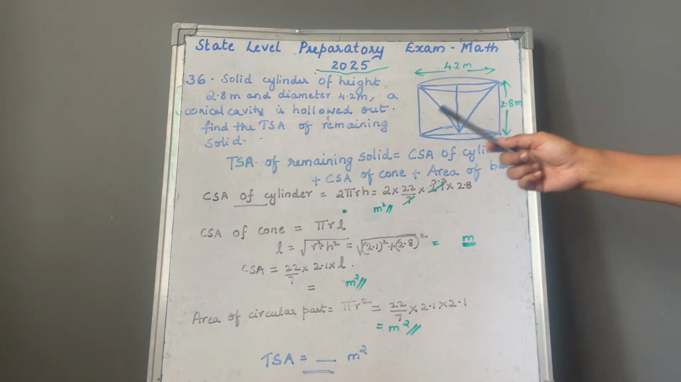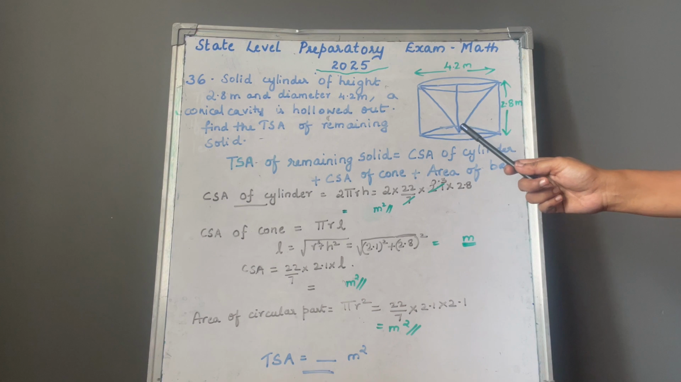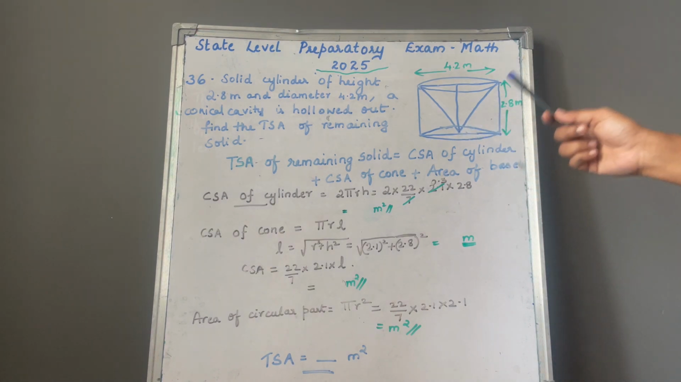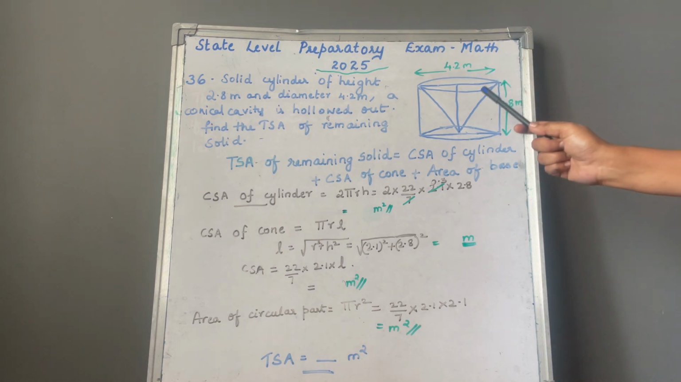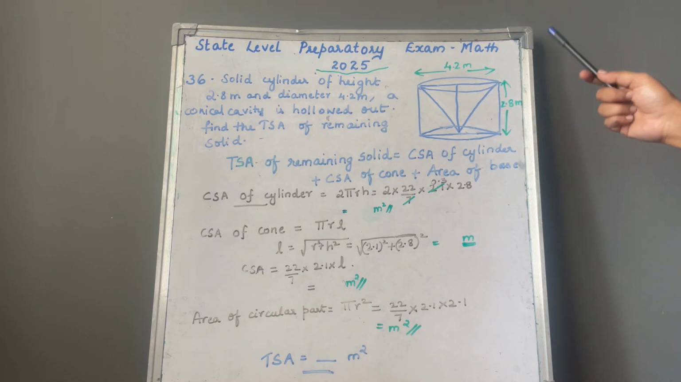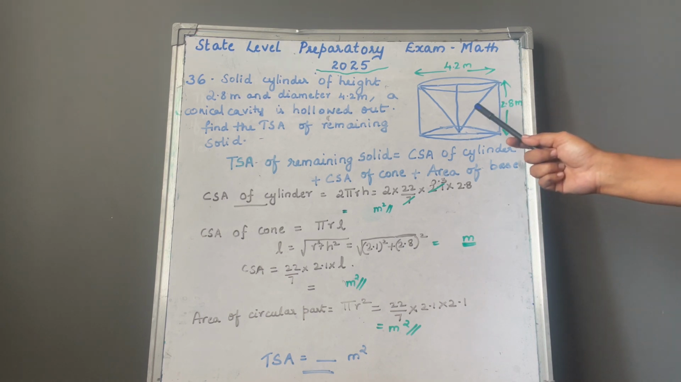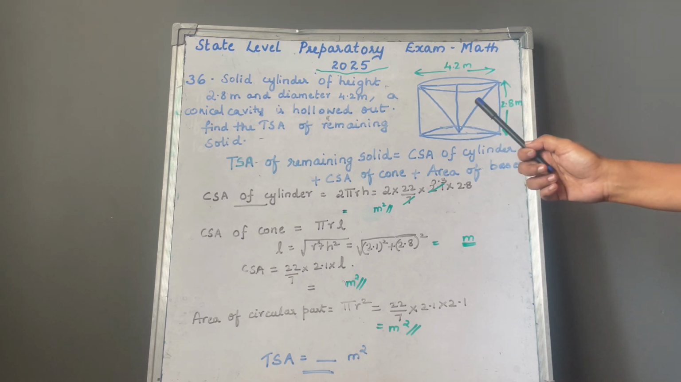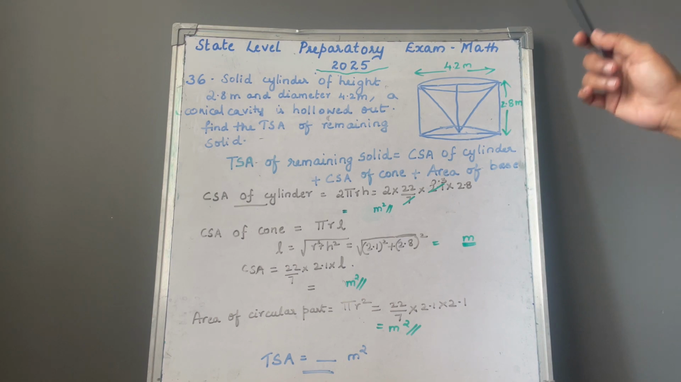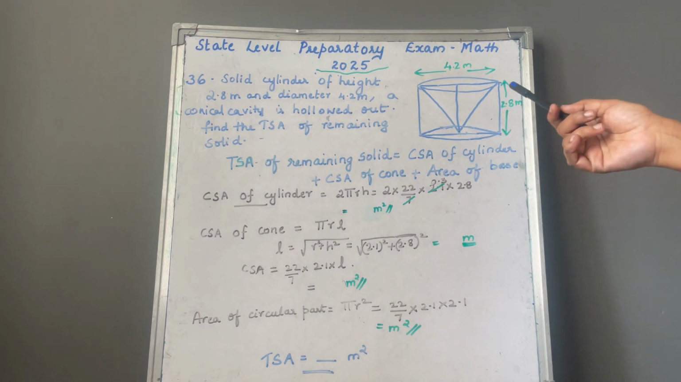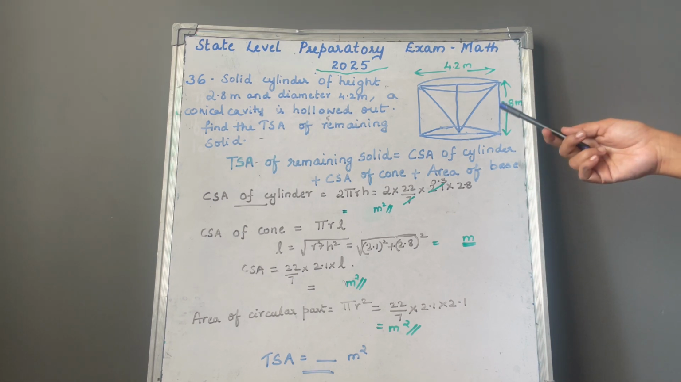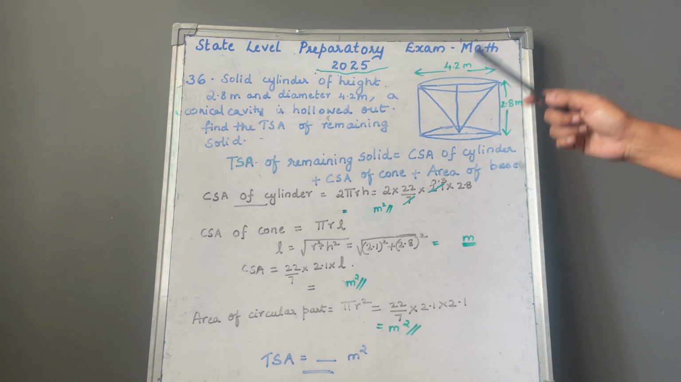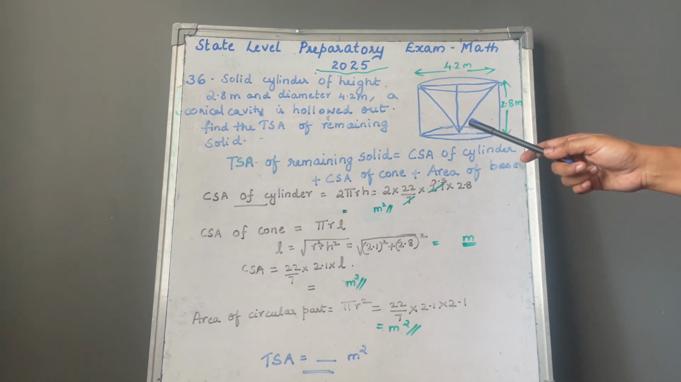So always, to find the TSA of a solid shape, we have to see which shapes it is made of, and we have to add the CSAs of those shapes to find the TSA of the full solid. For example, if we have a hemisphere, cone and a cylinder, to find the TSA of the whole solid, we can add the CSAs of the hemisphere, cone and the cylinder.